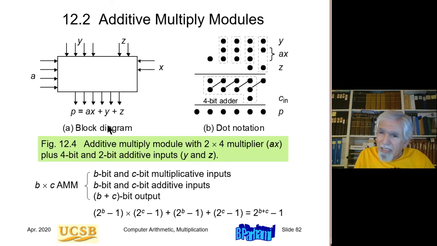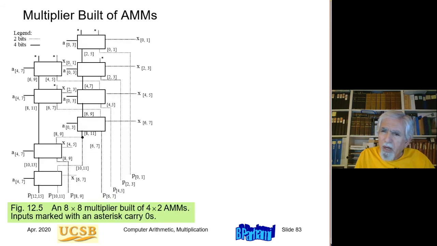So this additive multiply module is not much slower. It's not much more complex than just a B by C multiplier. It also does not need additional output lines. It has the same number of output lines as a B by C multiplier. Okay, so why is this useful?